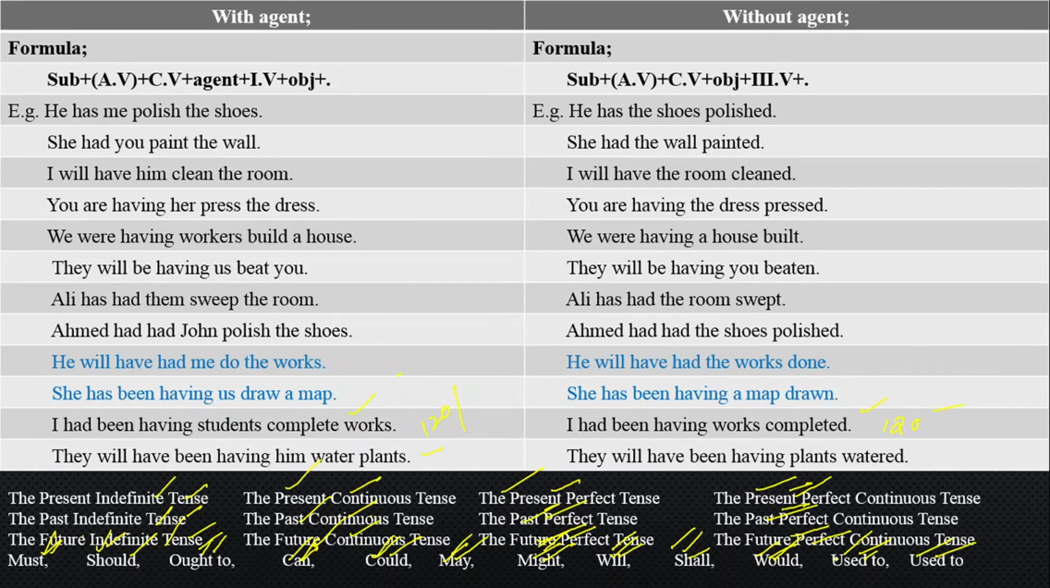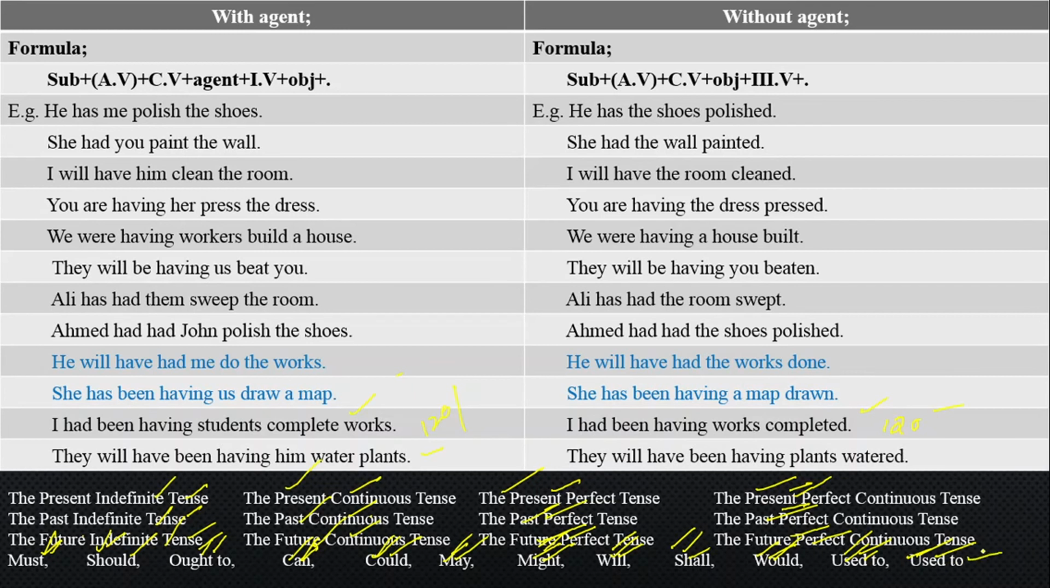They used to have him water plants, they used not to have him water plants. Used they to have him water plants, used they not to have him water plants? Usn't they to have him water plants? They used to have him water plants, they used not to, they did not use to have him water plants. Did they use to have him water plants? Did they not use to have him water plants? Didn't they use to have him water plants?